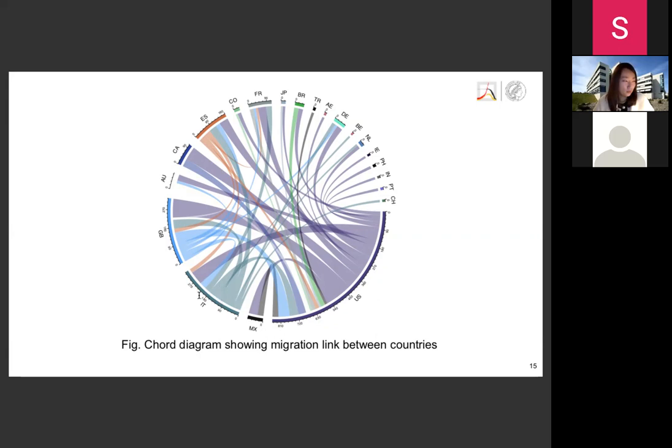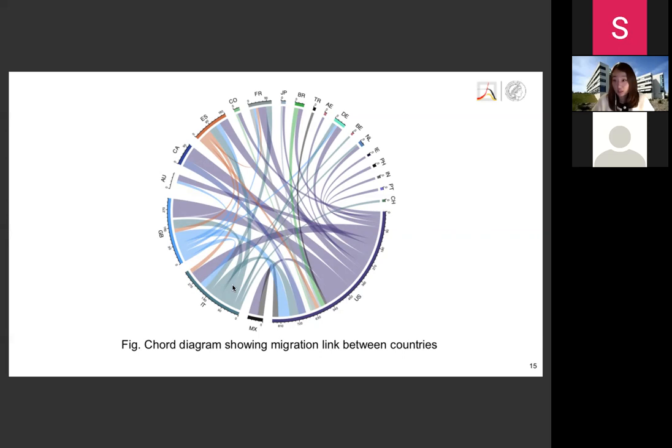bluish color, green color that you can see. Whereas countries like US and Great Britain have a significant number of both incoming and outgoing links. Other than that, France and Germany, we can see that they have mostly incoming links.